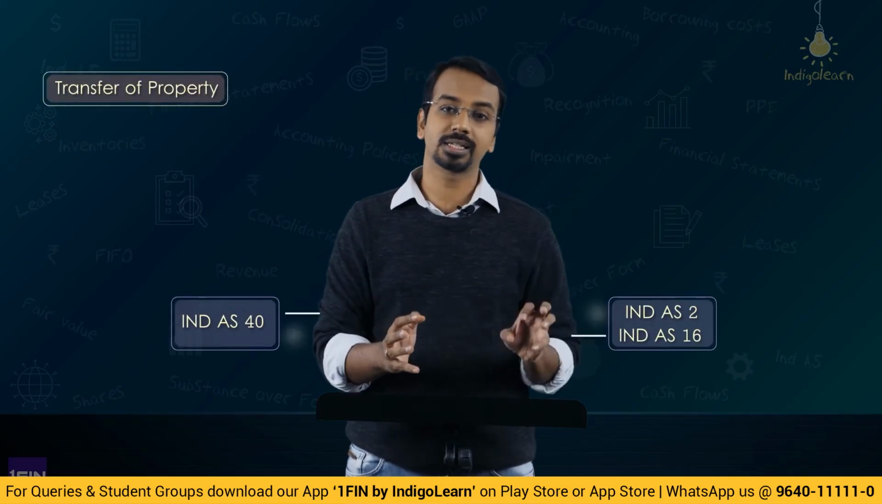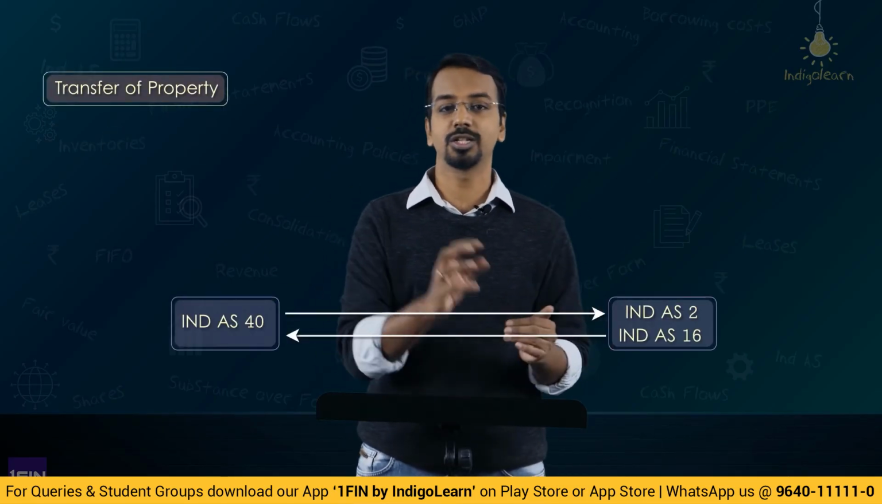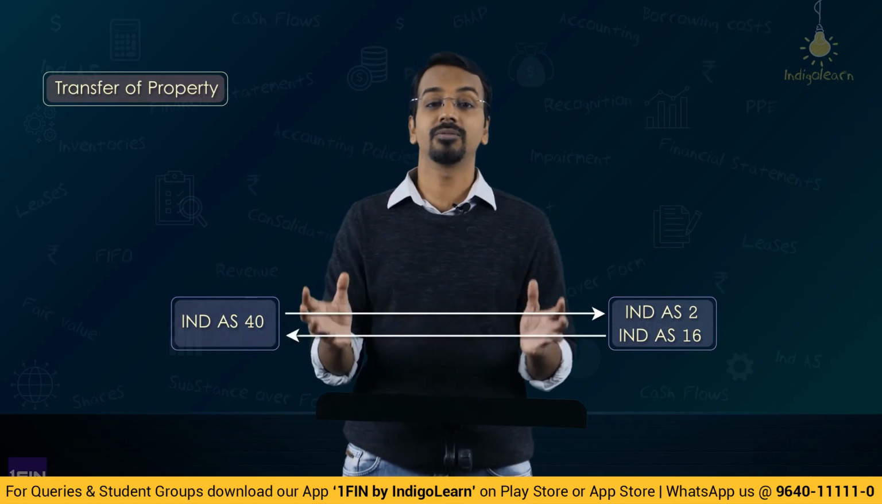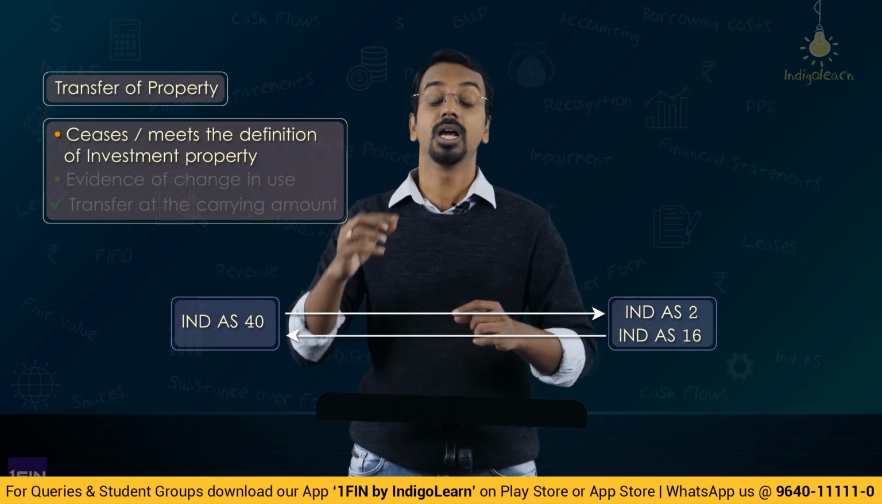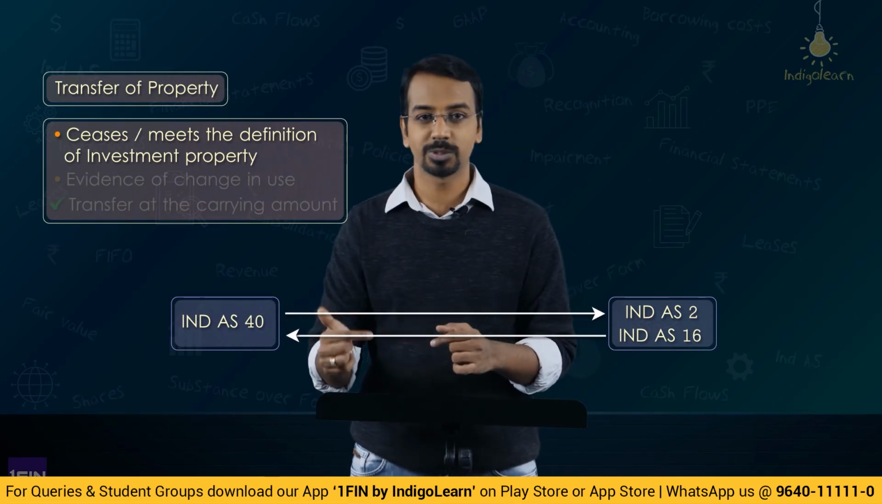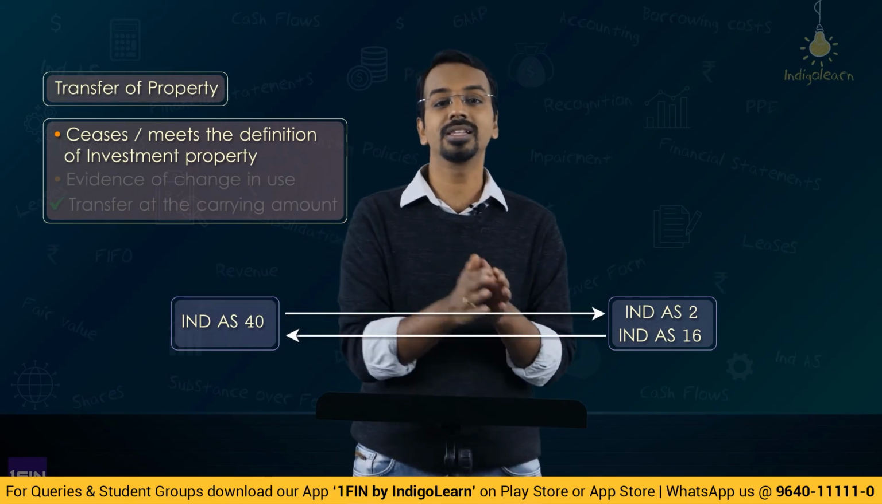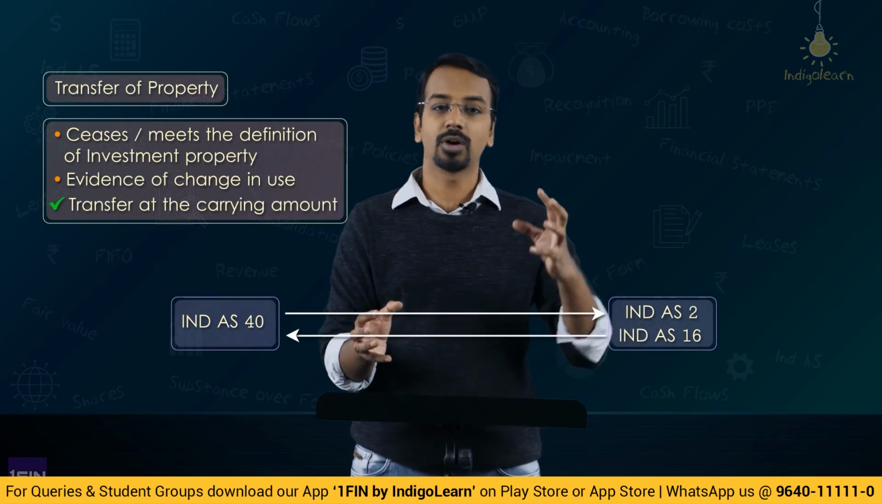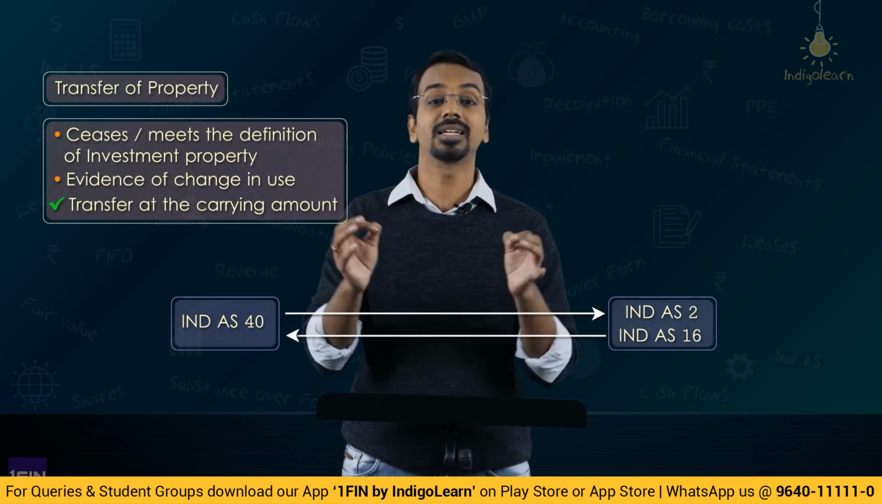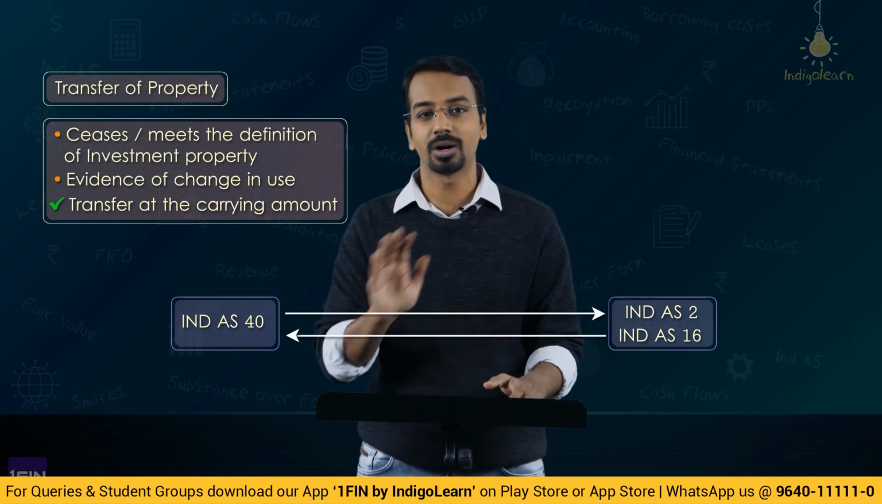Then we understood about transfers of property from one category to another, that is from IndAS 40 to IndAS 2 and IndAS 16, or from IndAS 2 and IndAS 16 to IndAS 40. So whenever a property ceases to meet the definition of investment property or starts meeting the definition of investment property and there is an evidence of change in use, in such situations you will transfer the property from one category to another category at the carrying amount only. Fair value is not relevant.